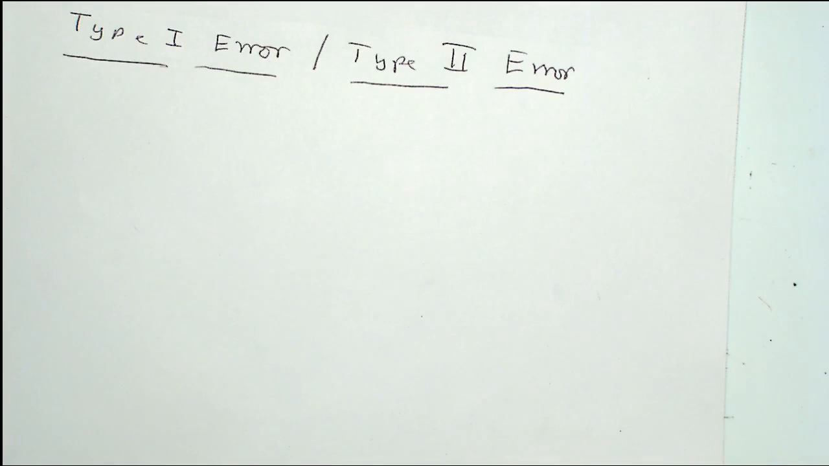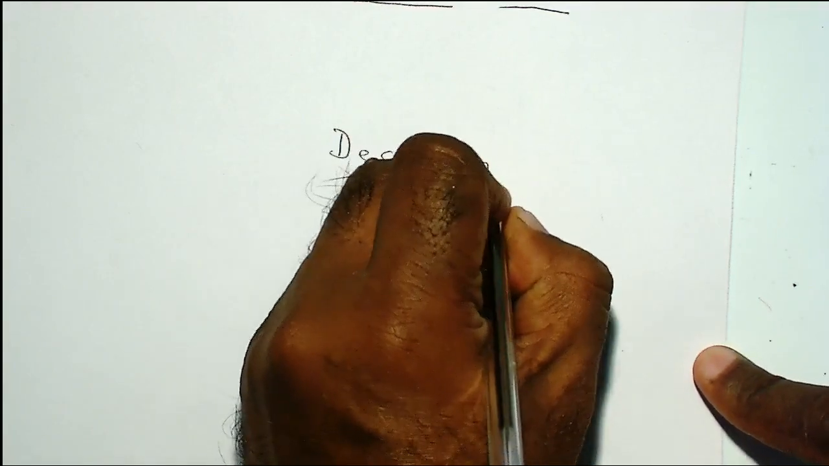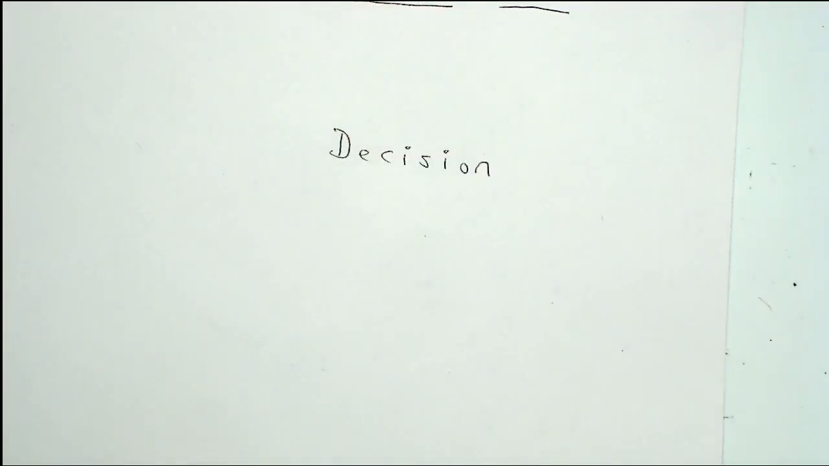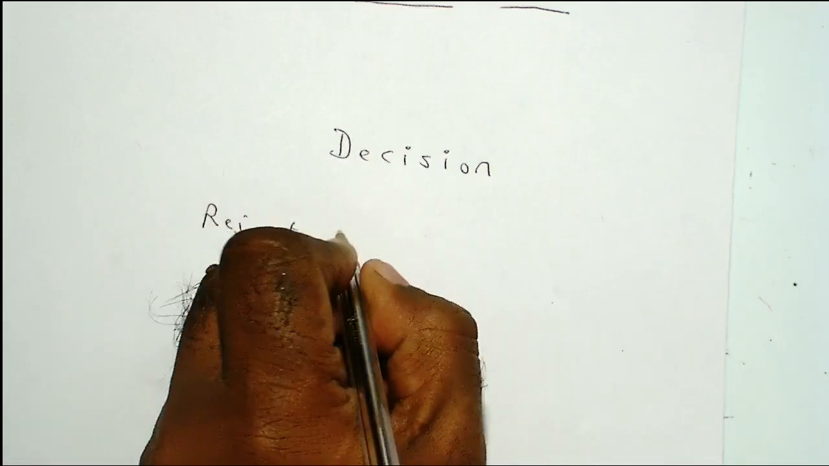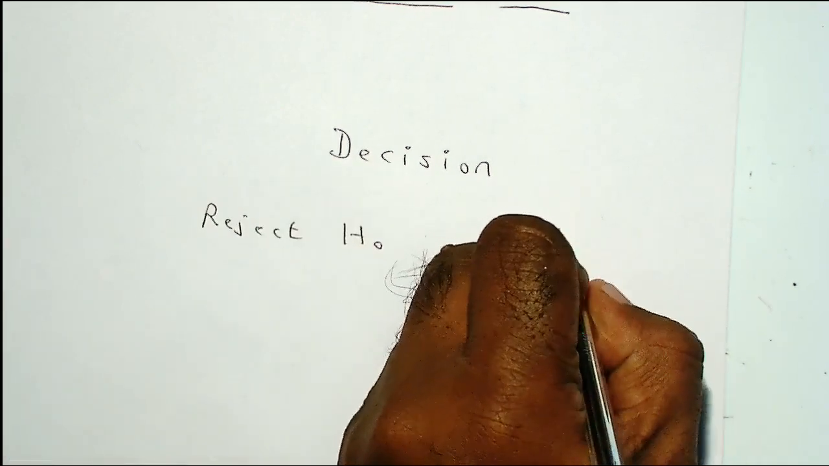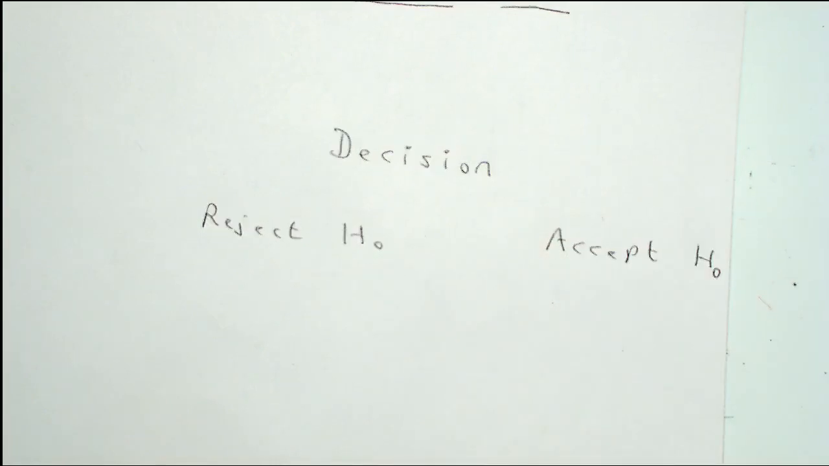Now, let me describe to you how these two errors arise. All right, there are two things you need to consider, guys. The first is the decision, right? There are only two possible decisions you can make: either you reject H0 or you accept H0. These are the two possible decisions that you can make, right?